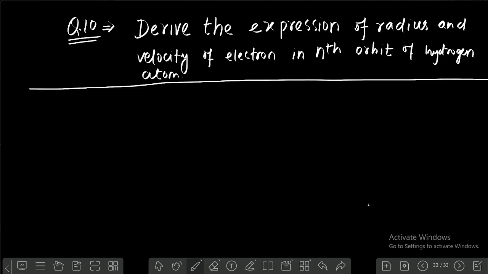So all of you listen. Derive the expression of radius and velocity of electron in nth orbit of hydrogen atom. Here, remember, we are using Bohr's atomic model. So use Bohr's atomic model to derive this.